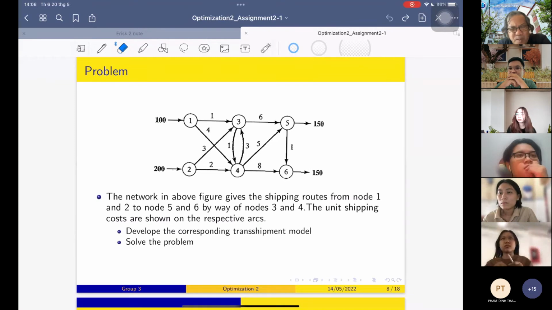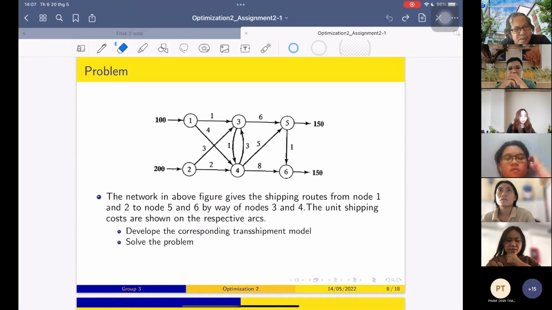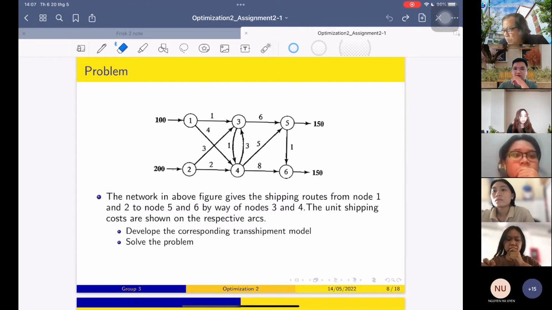Anh nói đi, transshipment problem là gì? Describe the problem first, like a statement of problem. But you can by an example, then it's okay. No problem. Yeah. So originally, we solve the problem. The transshipment problem is that we find the optimal solution that will cost the minimal.